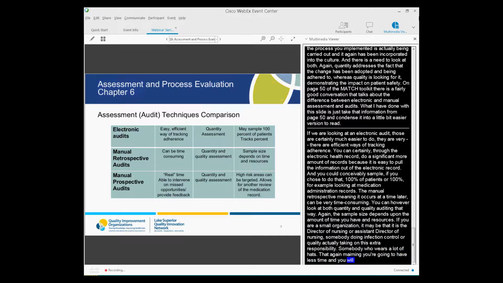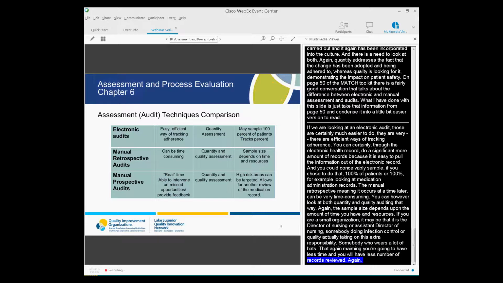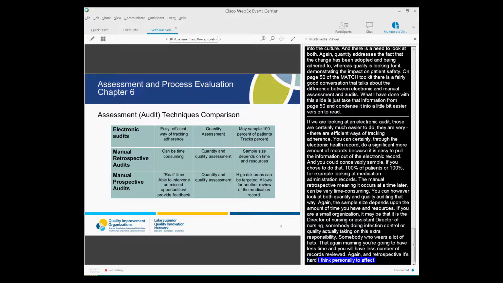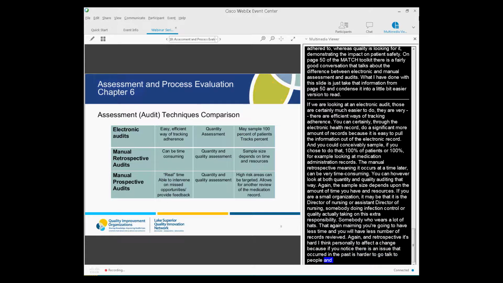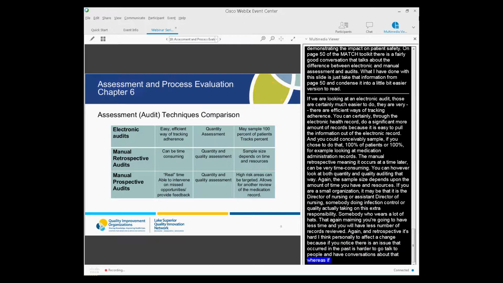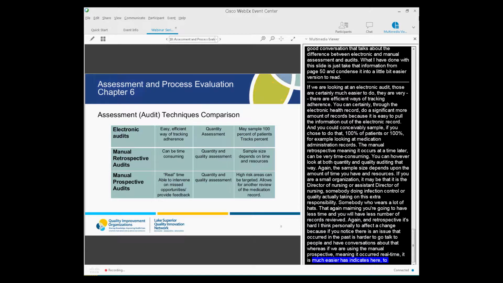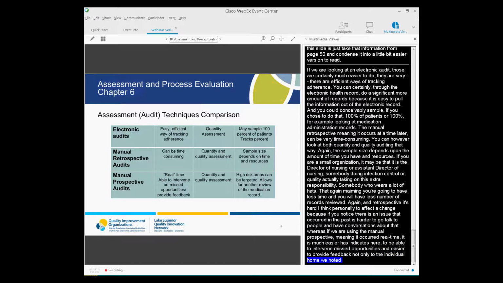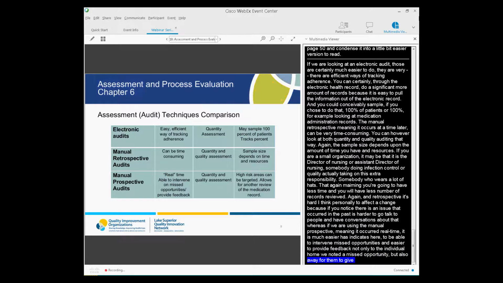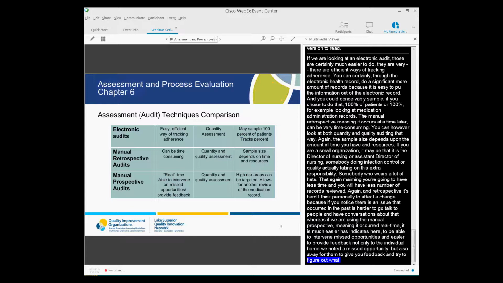And again, when they're retrospective, it's really hard, I think personally, to affect a change because if you're noticing that there's an issue that occurred in the past, it's harder to go back to people and have conversations with them about that. Whereas if we're using the manual prospective, meaning it's occurring real time, it's much easier, as it indicates here, to be able to intervene on missed opportunities, and it's easier to provide feedback not only to the individual whom you noted missed the opportunity, but it's also a way for them to give you feedback and to try to figure out what barriers there are or were to preventing the intervention from occurring and act on those at the time.